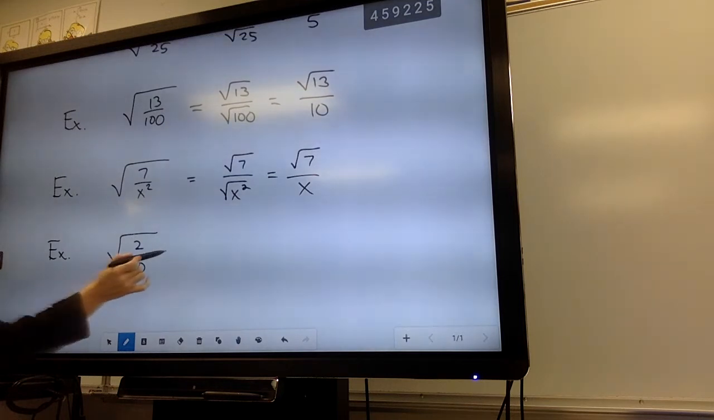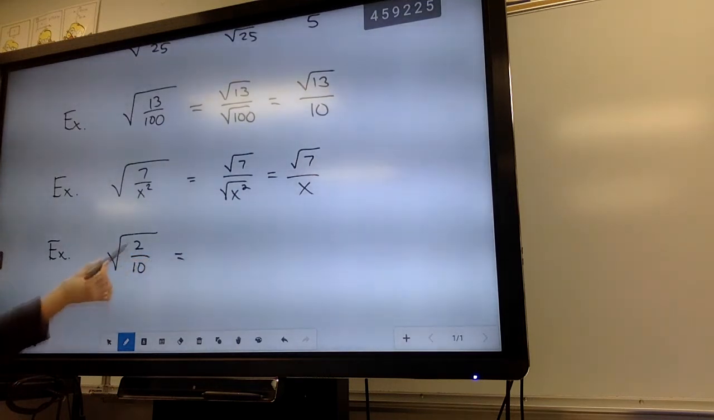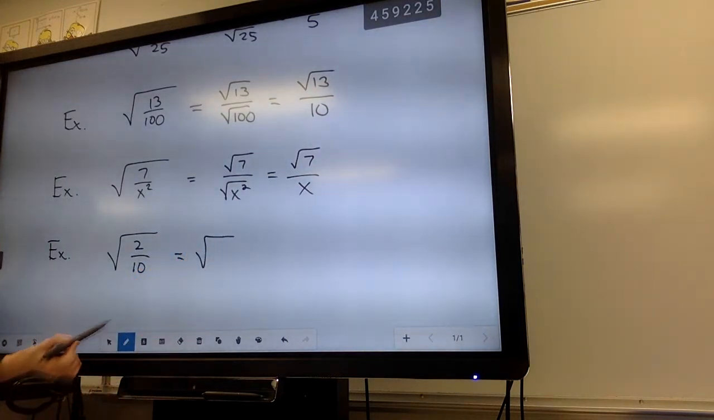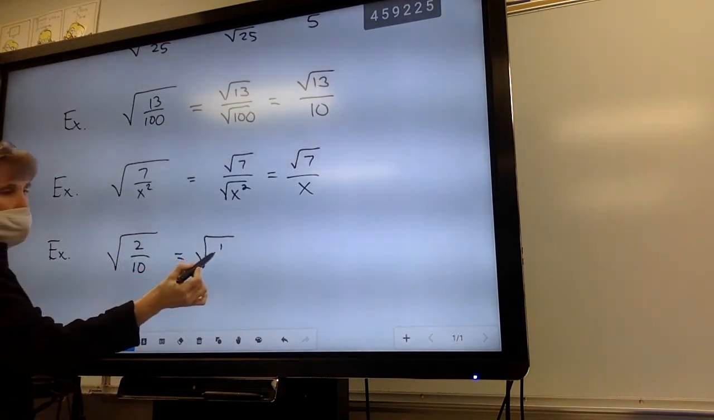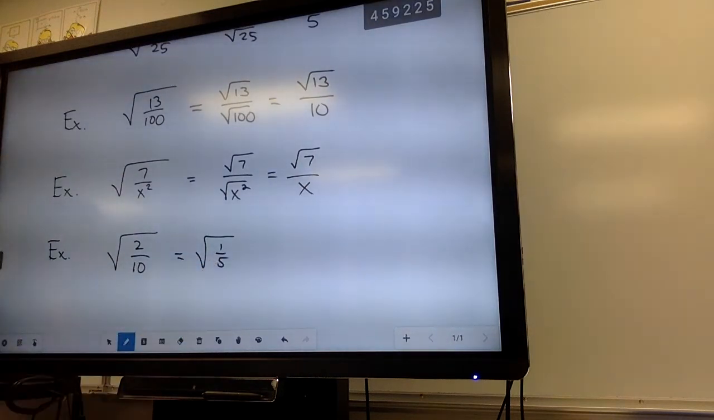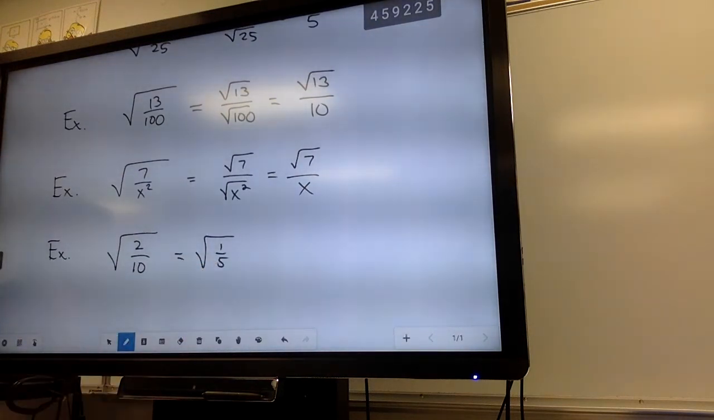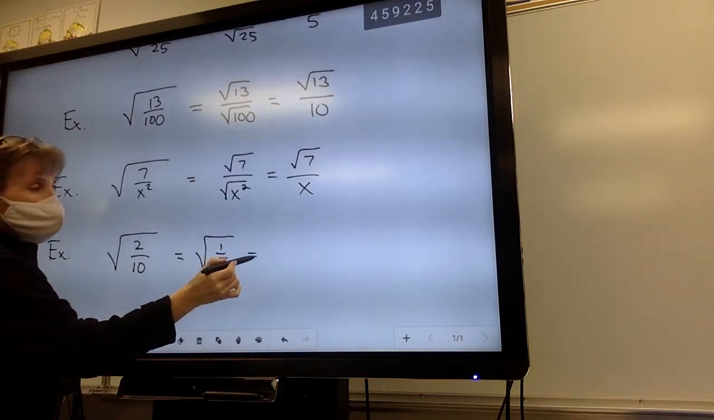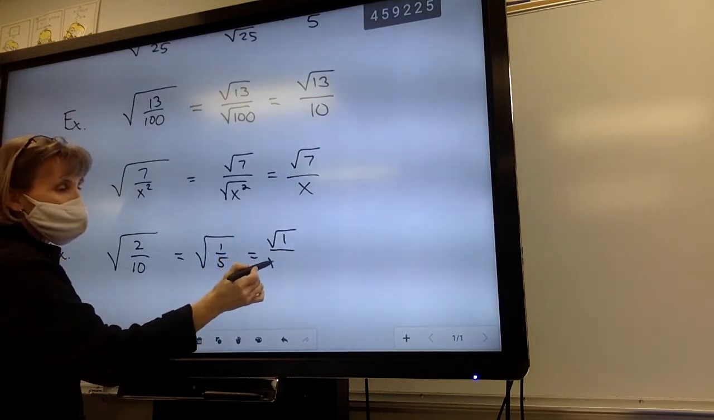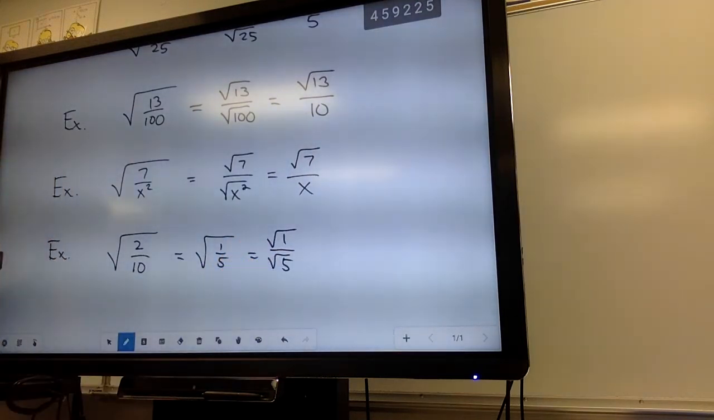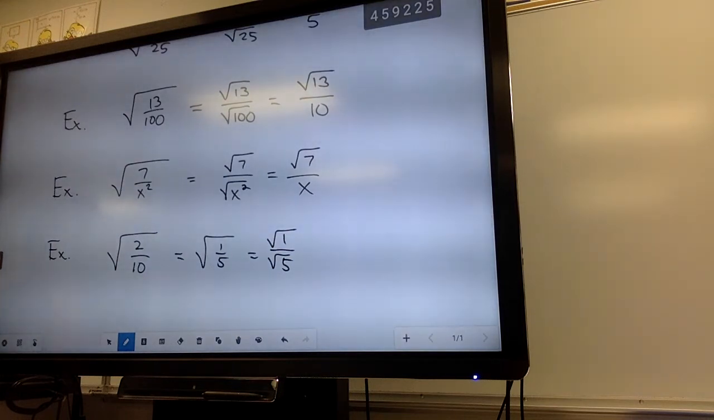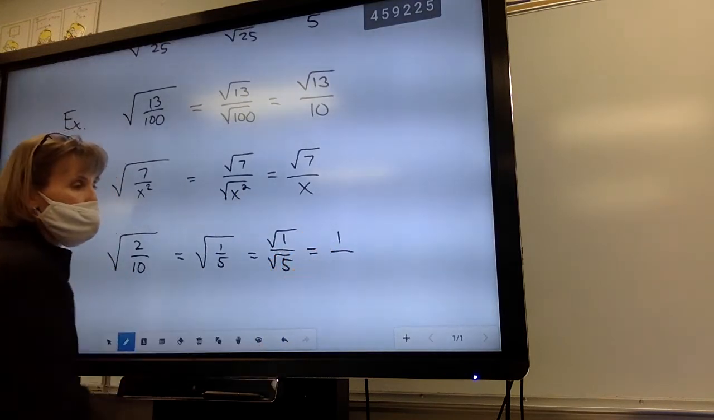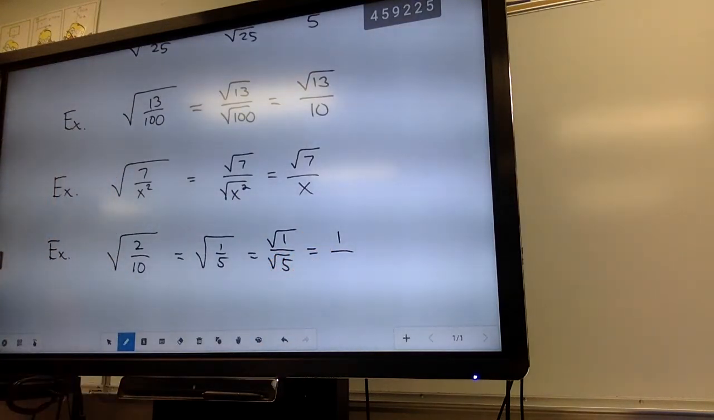Now, if you break that up, and yes, you could reduce the fraction first if you wanted to. So I could say that that is the same as the square root of what? 1 over 5. So you are welcome to reduce the fraction before you break it apart. You'll get the same results, so that's okay to do. But when I take the square root of 1 and I put it over the square root of 5, both prime numbers. But what's the square root of 1? 1. That does simplify into 1. There's no radical there.